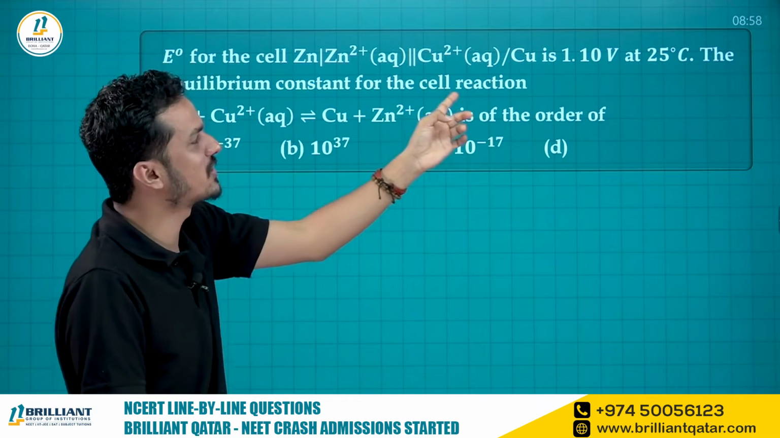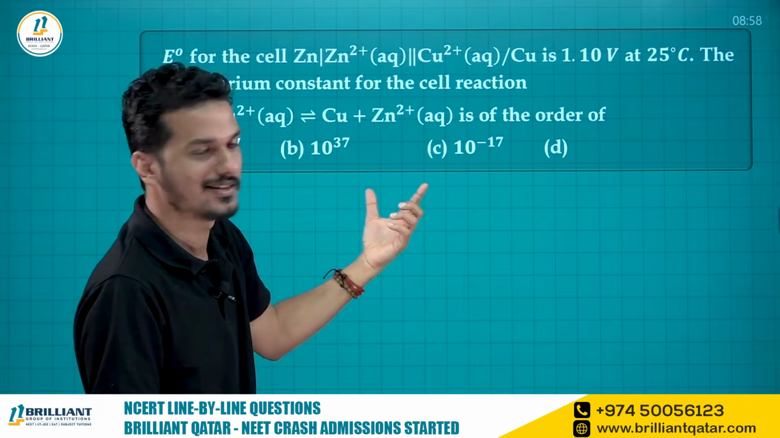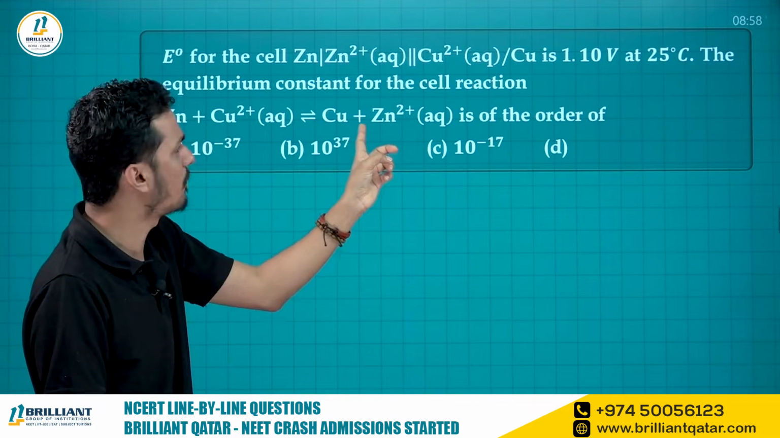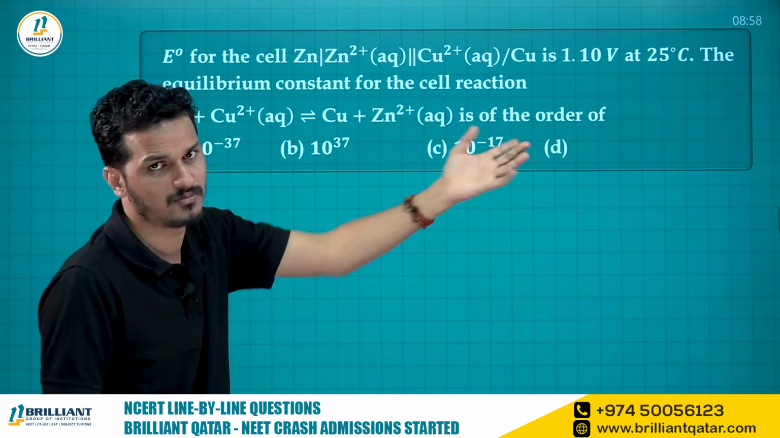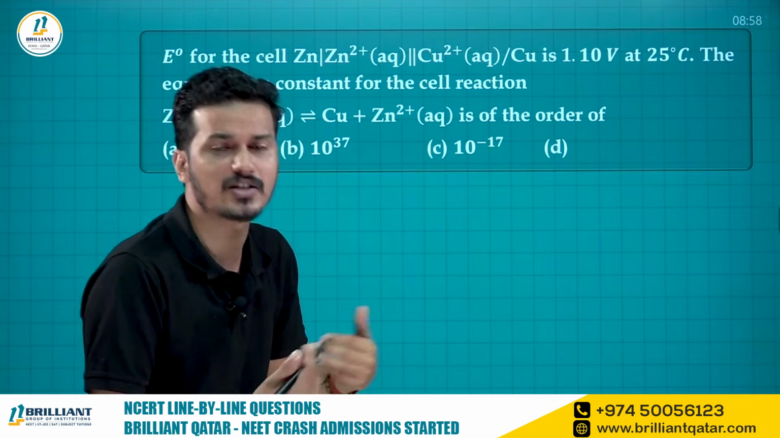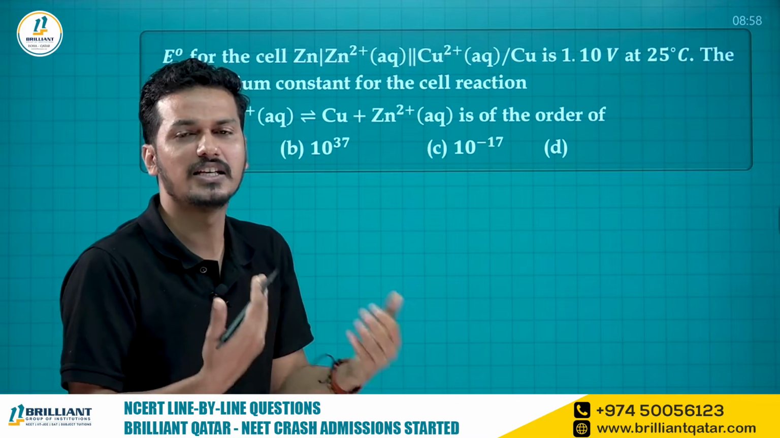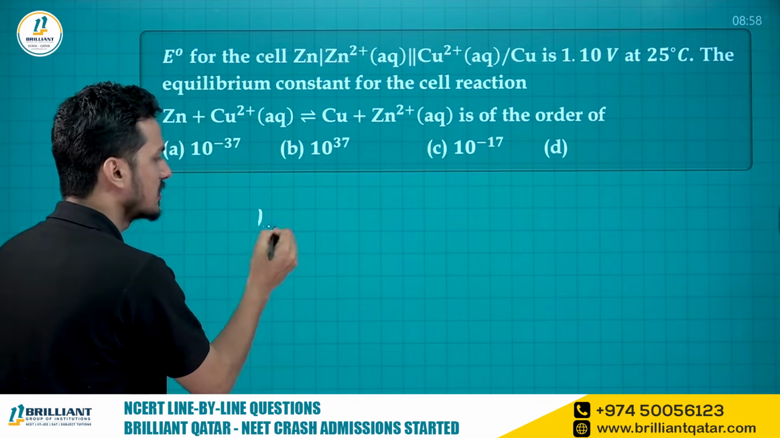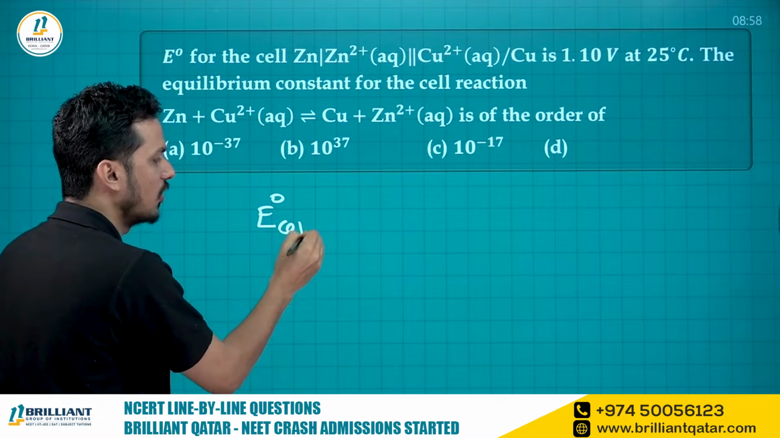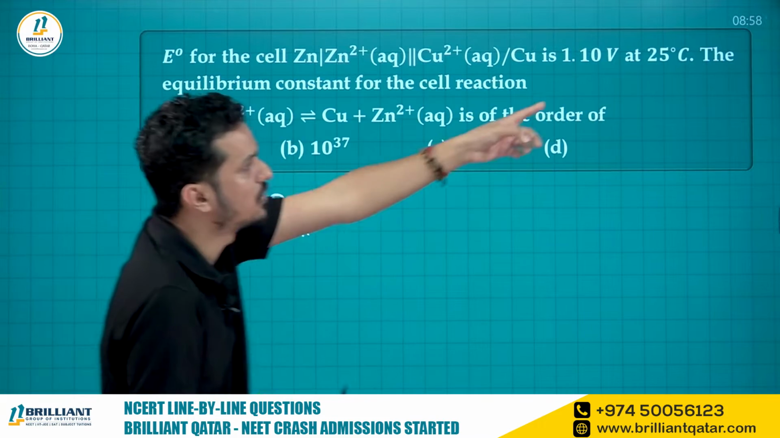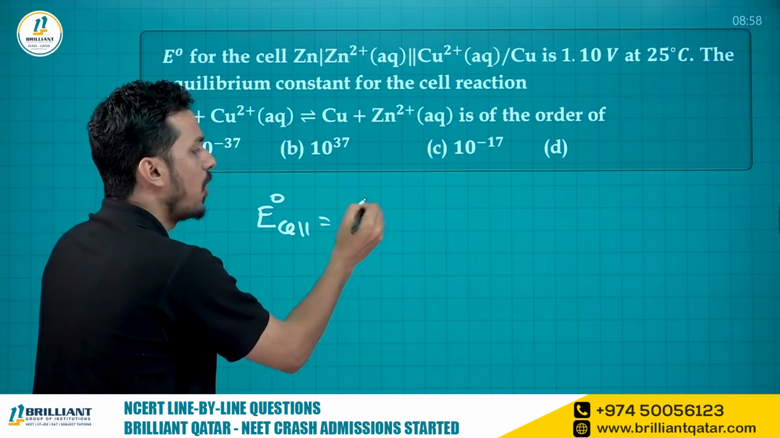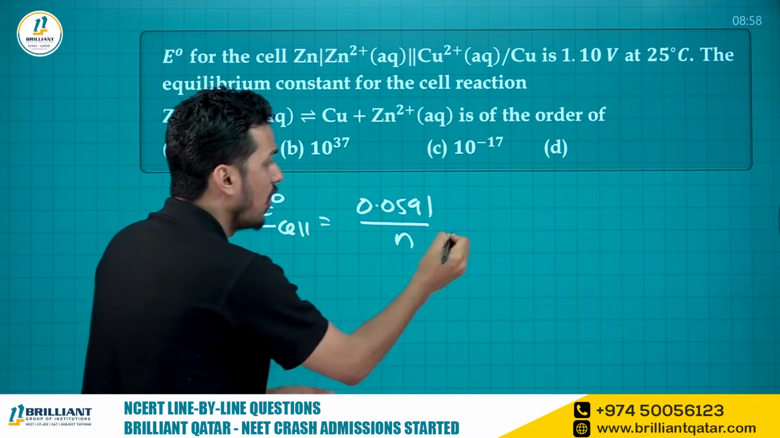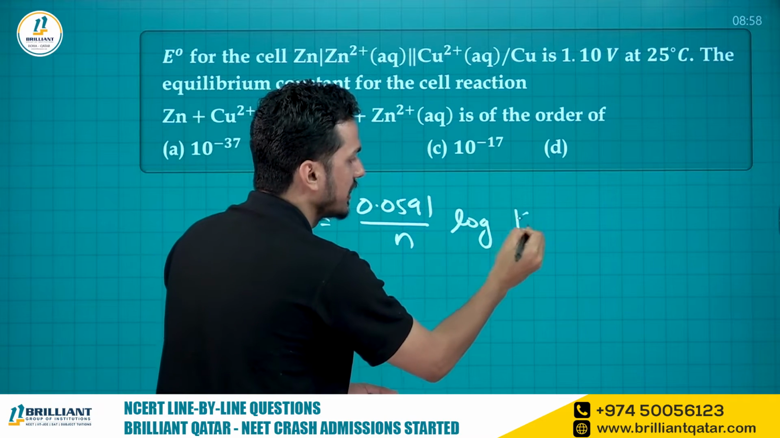The equilibrium constant for the cell reaction is, this is the cell reaction: Zn plus Cu2+ reversibly gives Cu plus Zn2+. What is this? It's actually the Daniel cell. What's the formula for the relationship between E0 cell and Kc? We know. What's the formula? E0 cell, that we already discussed, equals, at 298 Kelvin, what can I write? 0.0591 by n, log Kc.